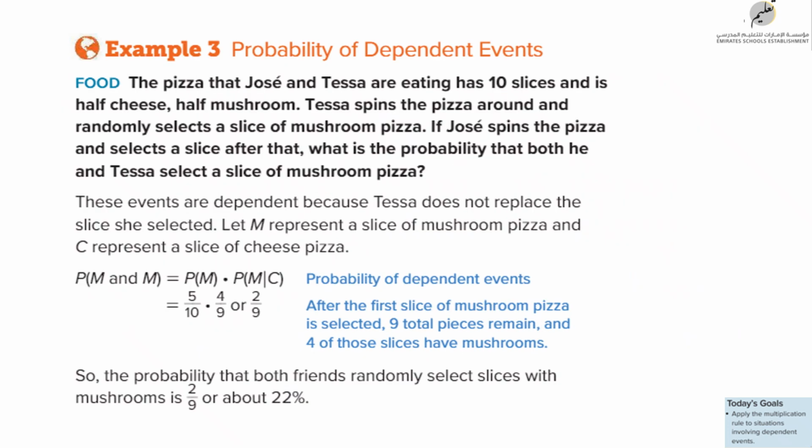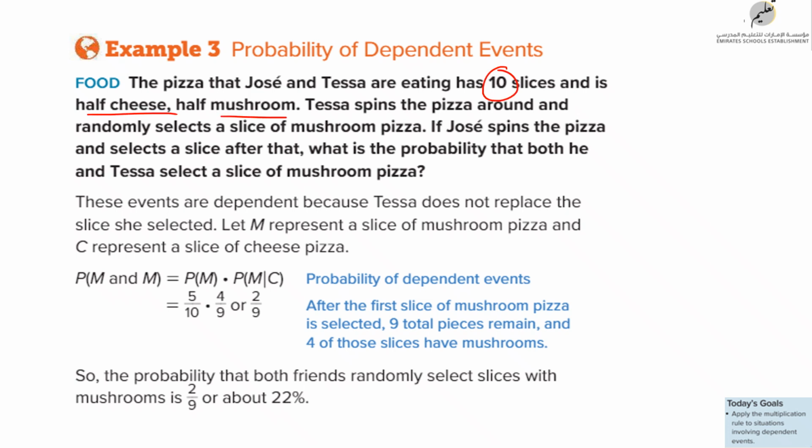Very important. So let's see solved example number 3 on probability of dependent events from your math book. The pizza that Jules and Tessie are eating has 10 slices, so the total is 10 slices, and it is half cheese and half mushroom.